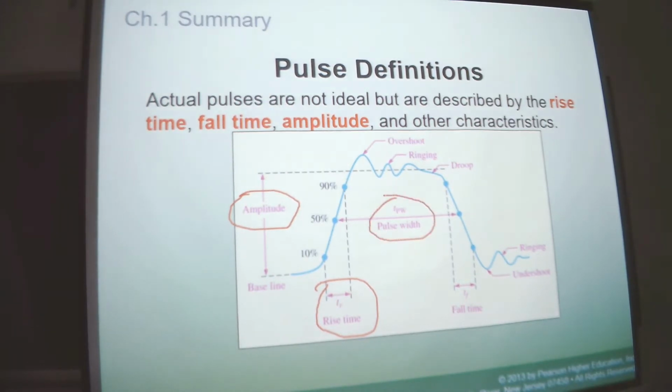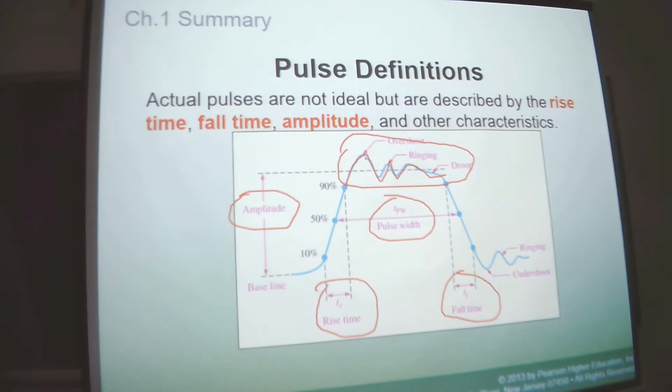The third term, pulse-wise, and fall time. The four terms are very important. So we must understand the meaning of amplitude. Amplitude is the difference between the baseline and the mean value of this high value. We do a calculus to find the mean value.